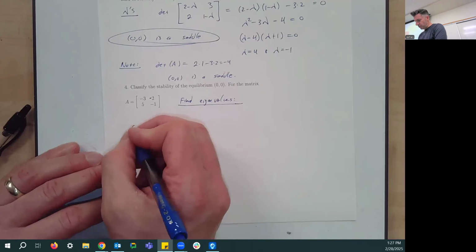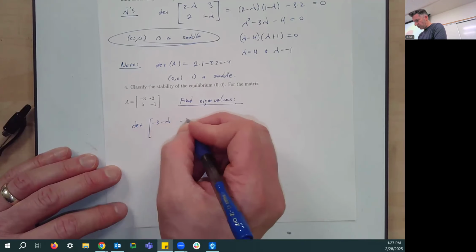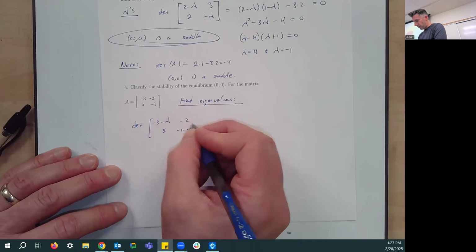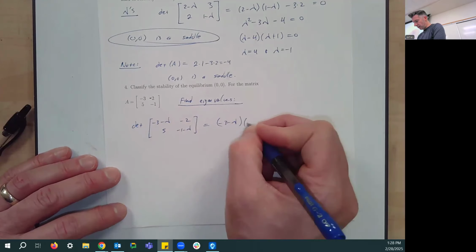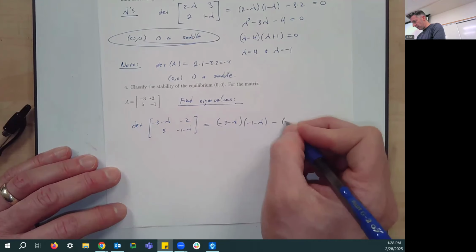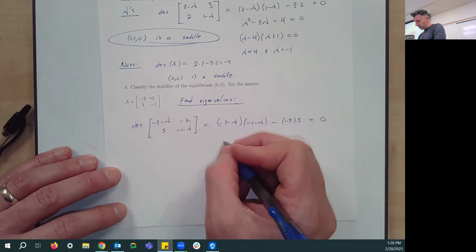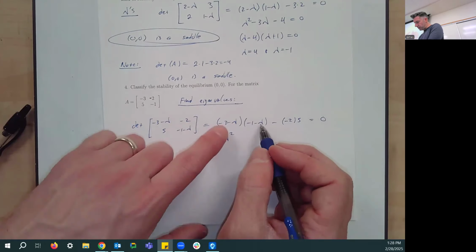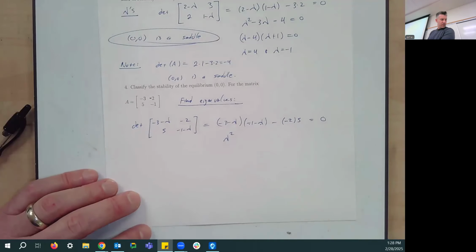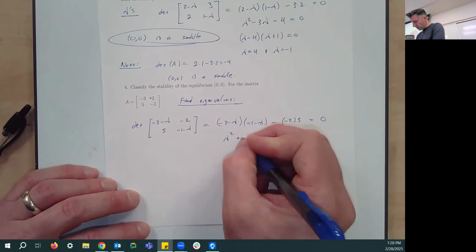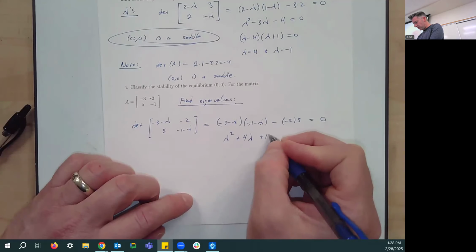So that's going to be the determinant of negative 3 minus lambda, negative 2, 5, negative 1 minus lambda, which is going to be negative 3 minus lambda times negative 1 minus lambda, minus negative 2 times 5 equal to 0. Let's see, simplifying, we get lambda squared. We have plus 3 lambda plus lambda is plus 4 lambda. That seems wrong for some reason. No, it's not wrong. I'm just making up stuff in my head. And then positive 3 plus 10 is plus 13.